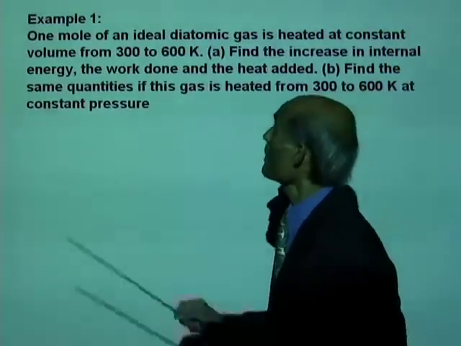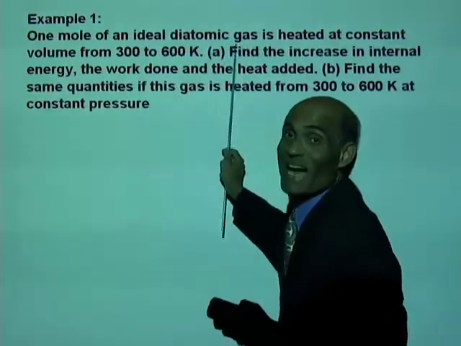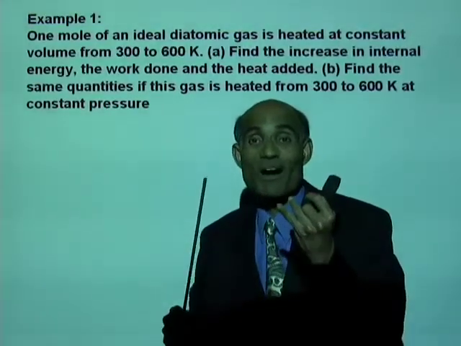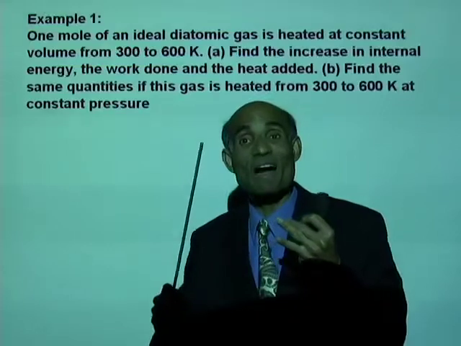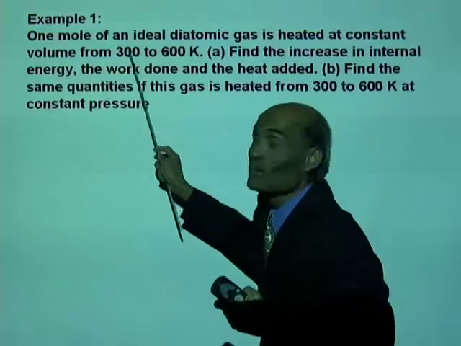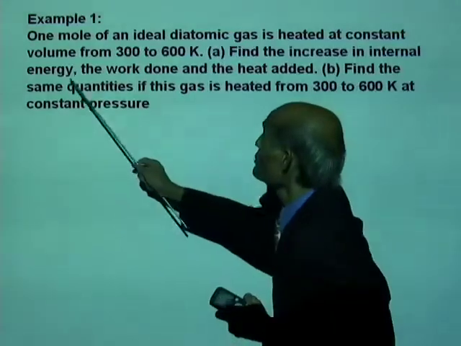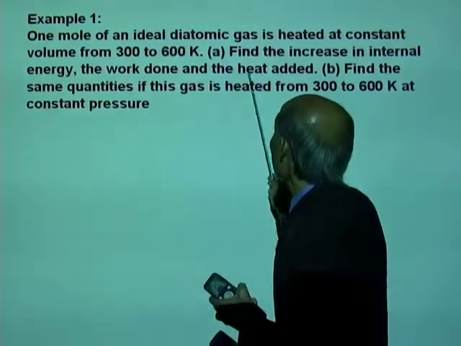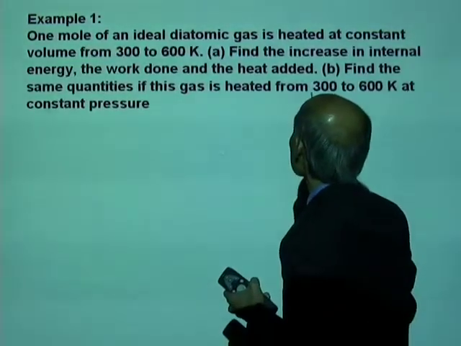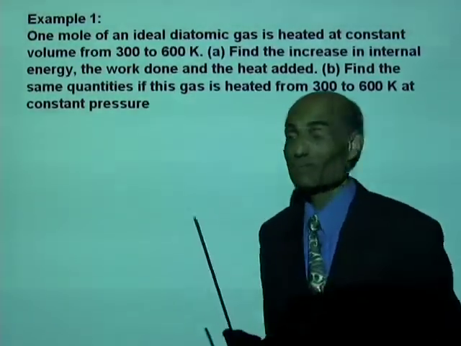Okay, let's do a problem. 1 mole of an ideal diatomic gas. See, when you look at a diatomic gas, you must say CP is 7/2 R, CV is 5/2 R. It is heated at constant volume from 300 to 600 Kelvin. Find the increase in internal energy, the work done, and the heat added. Find the same quantities if this gas is heated from 300 to 600 Kelvin at constant pressure.